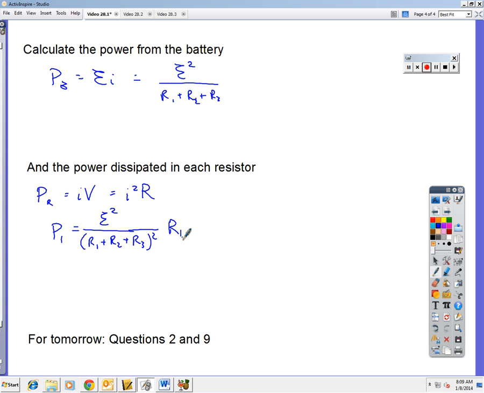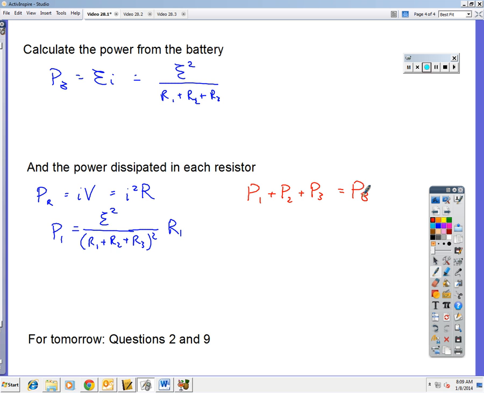And you'll find out, if you want to work this out, that the sum of the power outputs of the 3 resistors is equal to the power of the battery, which is a useful result, but not very surprising, because it tells us that all of the energy that the battery puts into the circuit comes out of the circuit in the form of heat from the resistors.